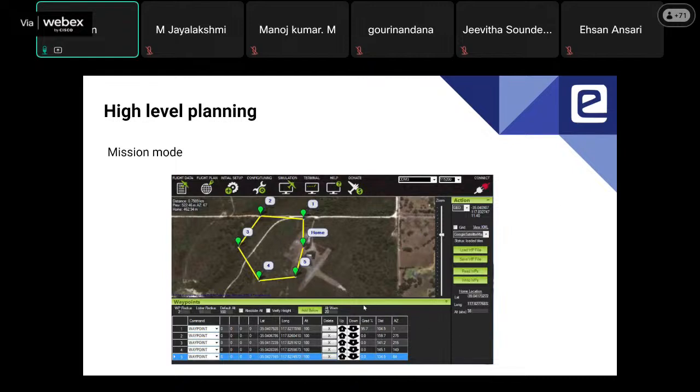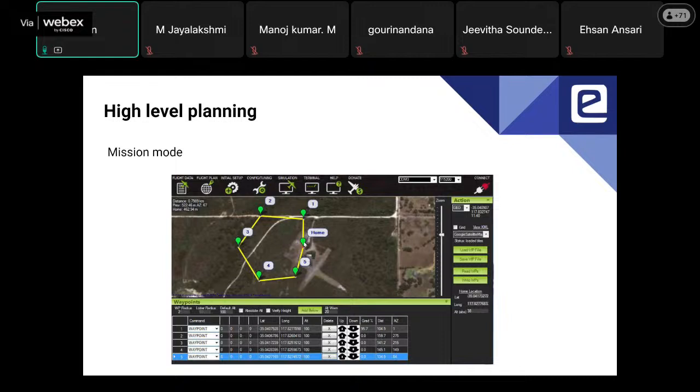So this is a screenshot of a software known as Mission Planner, which is used to plan missions for the drone. In this case, what you see is an overview map of a place, and we can place these points on the map. You need to have GPS on your drone or quadcopter to achieve this kind of mission mode or high level plan. So you just specify the starting position or the home position.